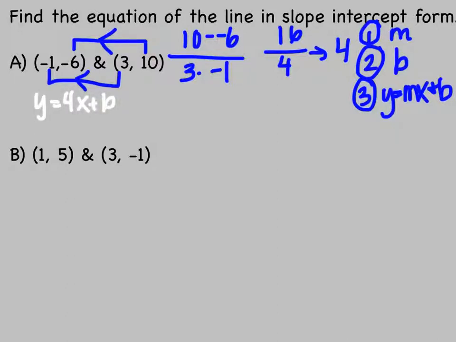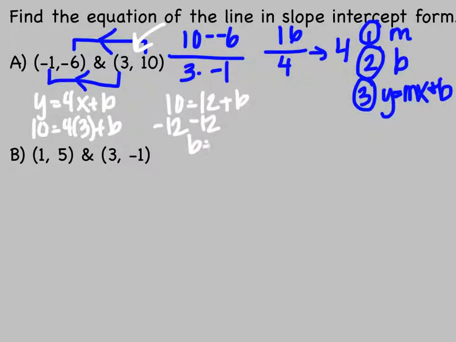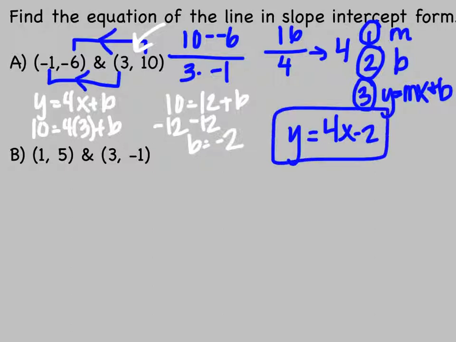I can choose either ordered pair. I'll choose (3, 10). So 10 equals 4 times 3 plus b. So 10 equals 12 plus b. I can subtract 12 from both sides, and b is equal to -2. That means my equation is y equals 4x minus 2. Pause the video and try the next one on your own.